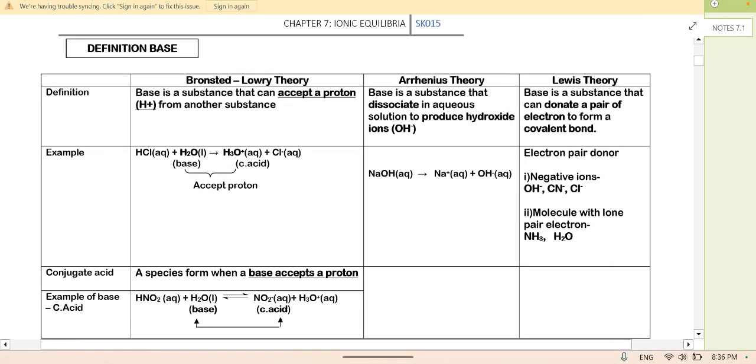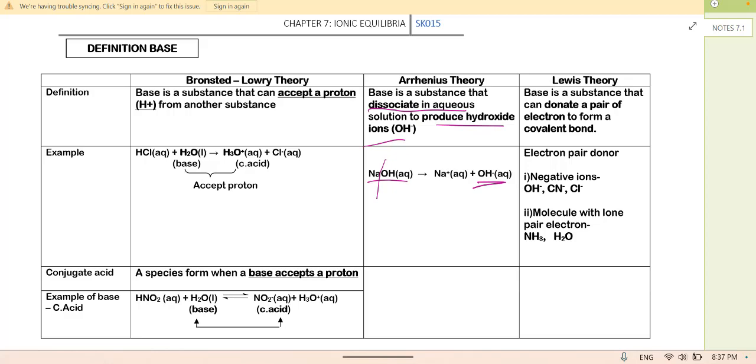Next, the definition of base. Similar to acid, we can define base in 3 different definitions, and all of these definitions are relevant. Let's look at Arrhenius first. A base is a substance that can dissociate in an aqueous solution to produce hydroxide ion. We have sodium hydroxide. When it dissociates, it can produce hydroxide ion.